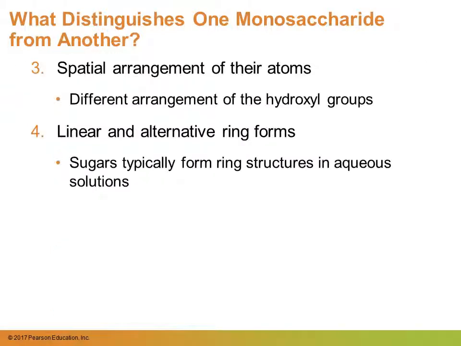Another way that monosaccharides differ is their spatial arrangement of their atoms. And so it's exactly where do you find the hydroxyl groups? In other words, the OH group. Is it above a carbon plane or is it below a carbon plane? And we'll see in future diagrams what I mean by above and below the carbon plane. The last way that you can tell that they're different is whether sugars are linear or form ring structures. So sugars typically form rings in aqueous solutions, but you can find them as linear structures also.